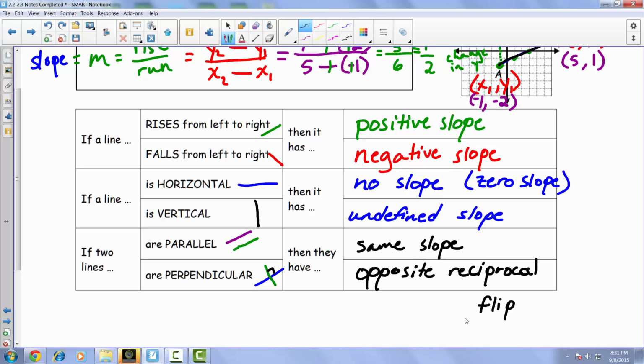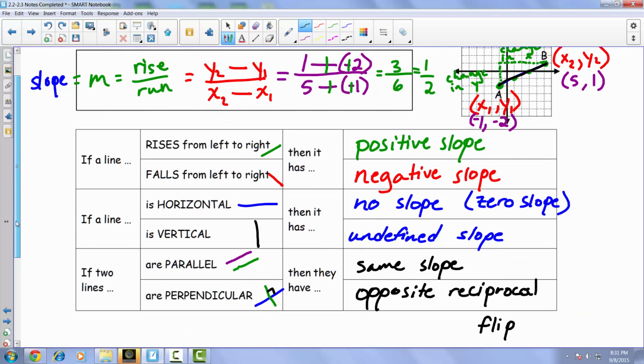Again, that is just looking at slope a little bit more in depth and all the different scenarios where we can see different types of slope and what they should be. In other words, if you see a graph that's rising from left to right, you should see a positive slope there. If two lines are parallel, they should have the exact same slope. And again, that is from our 2.2, 2.3 set of notes.